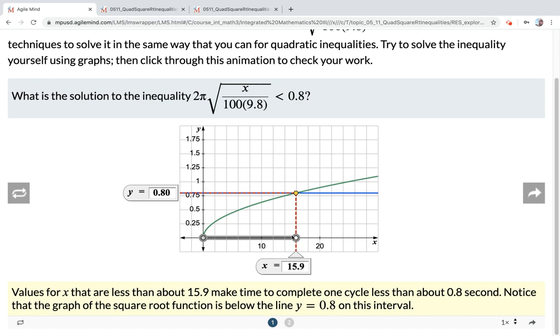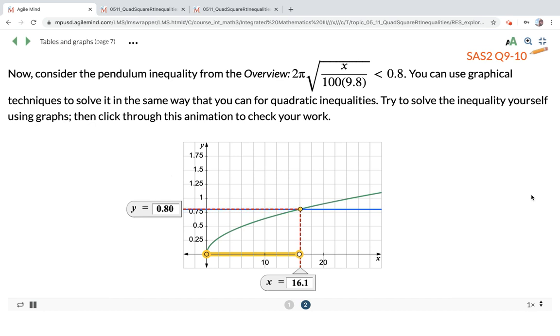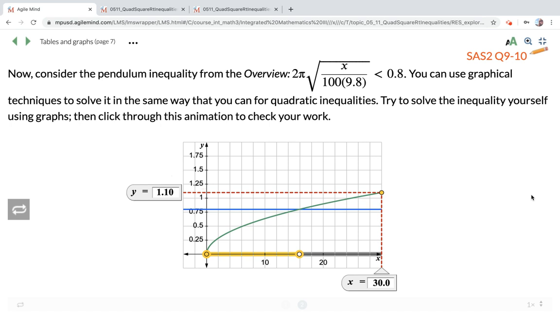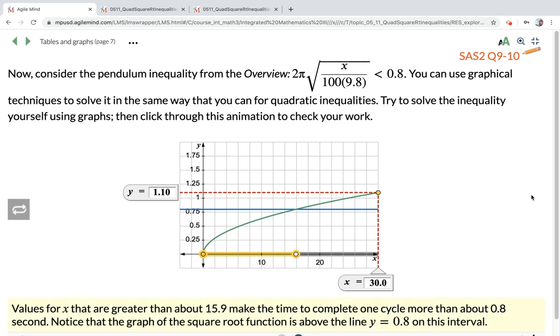So when my pendulum reaches a length of 15.9, when we have values of x that are less than 15.9, it's going to take one cycle less than 0.8 seconds. Now, of course, if we keep going, boom. If we keep going, of course, you can see that once my pendulum length gets longer than 15.9, that means it's going to take more than 0.8 seconds to complete one cycle.